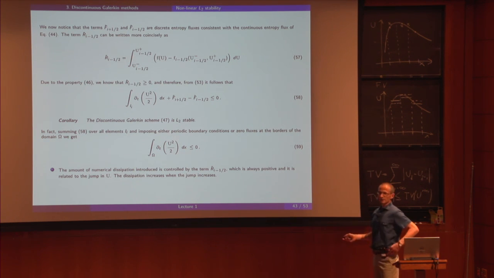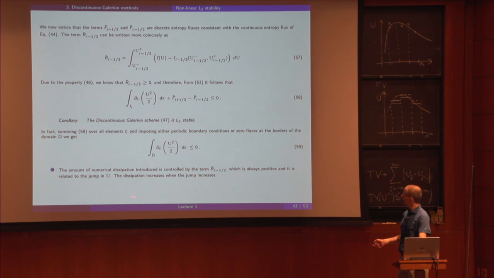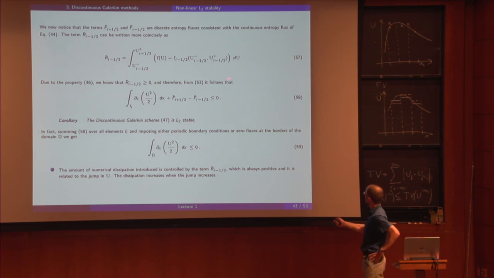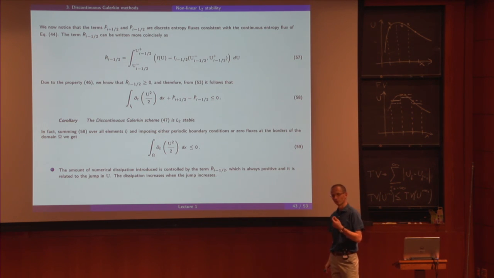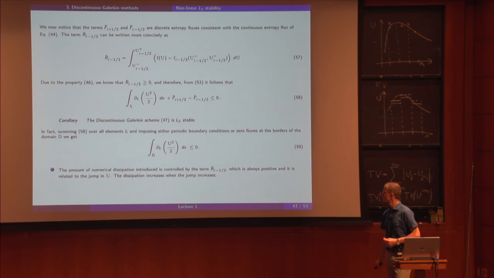Just a comment, this result is valid for any nonlinear hyperbolic PDE, which is very good. And there is also a measurement of the numerical dissipation that we are introducing. Because this term here, r-hat, equation 57, actually gives you a measure of the numerical dissipation. You see that it depends on the jump, because we are integrating at the same local position, but values computed from the left and from the right. So as you increase the jump, you increase the numerical dissipation. All right.